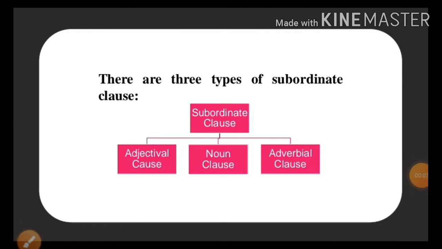Okay, the next is the types of subordinate clause. There are three types of subordinate clause. The first type is adjectival clause, and then the second is noun clause, and the last is adverbial clause. Okay, now let's discuss it.